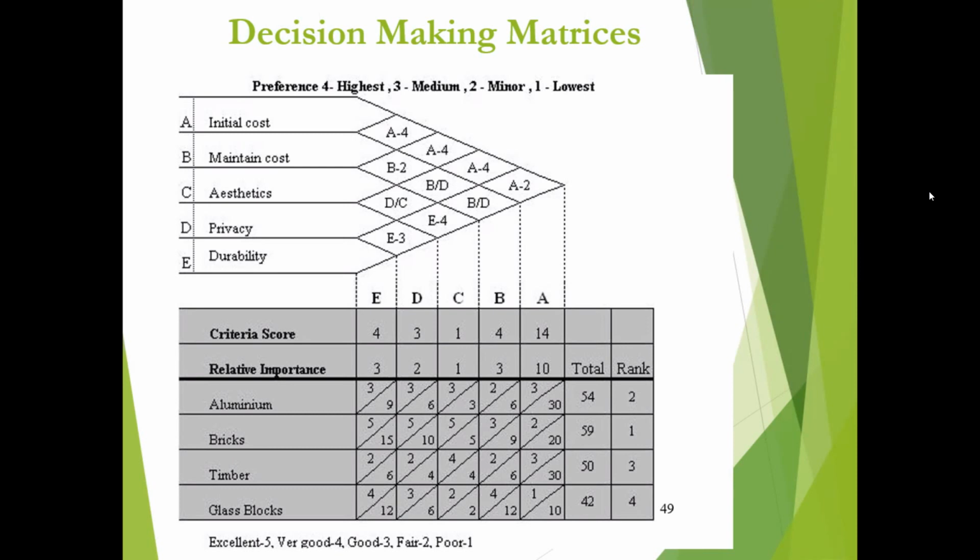Okay. Now the score for the first criterion, initial cost: it has received a score of 14. Maintenance has received a score of 4. Why? Here B and D are equal. So 1, 1, 2, 4. And criterion C has received only 1 mark. And criterion D has received, so here 1, 1 and here 1, 3.